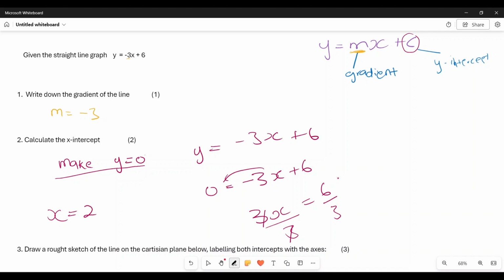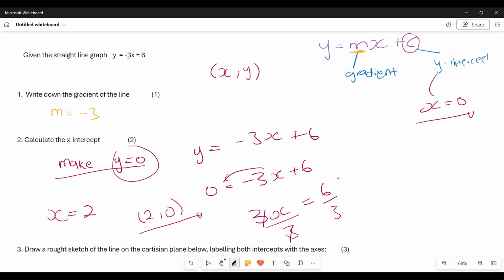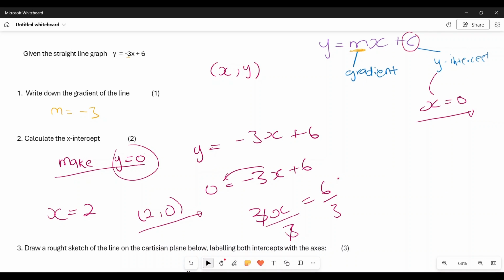Now, in terms of coordinates, remember your coordinates should be in the form of x and y, right? So my x, I've calculated as 2 in this case. I said my y would always be equal to 0 when I'm solving for my x-intercept, meaning that here it will be 0. These are the coordinates of my x-intercept. When you're calculating your y-intercept, your x would always be equal to 0. So for the x-intercept, you make y equal to 0. For the y-intercept, you make x equal to 0.